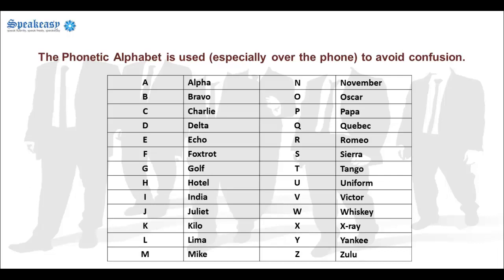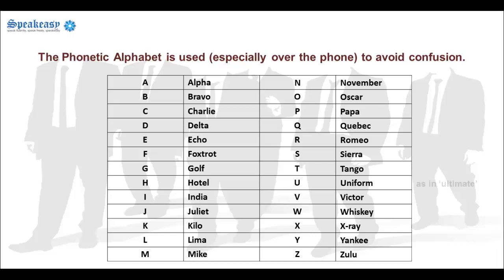I for India, J for Juliet, K for Kilo, L for Lima, M for Mike, N for November, O for Oscar, P for Papa, Q for Quebec, R for Romeo, S for Sierra, T for Tango, U for Uniform. The letter U can also be pronounced as an uh sound, as in ultimate.